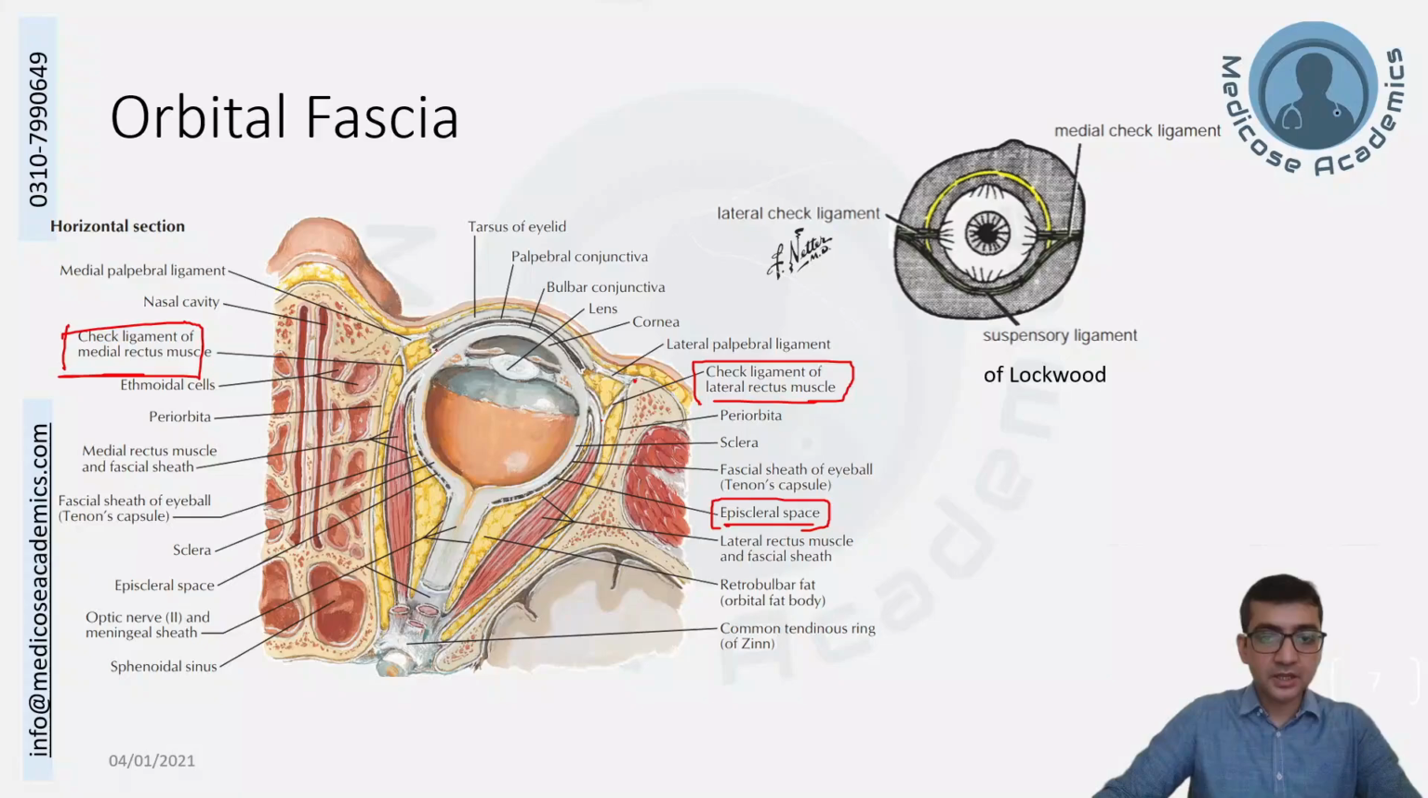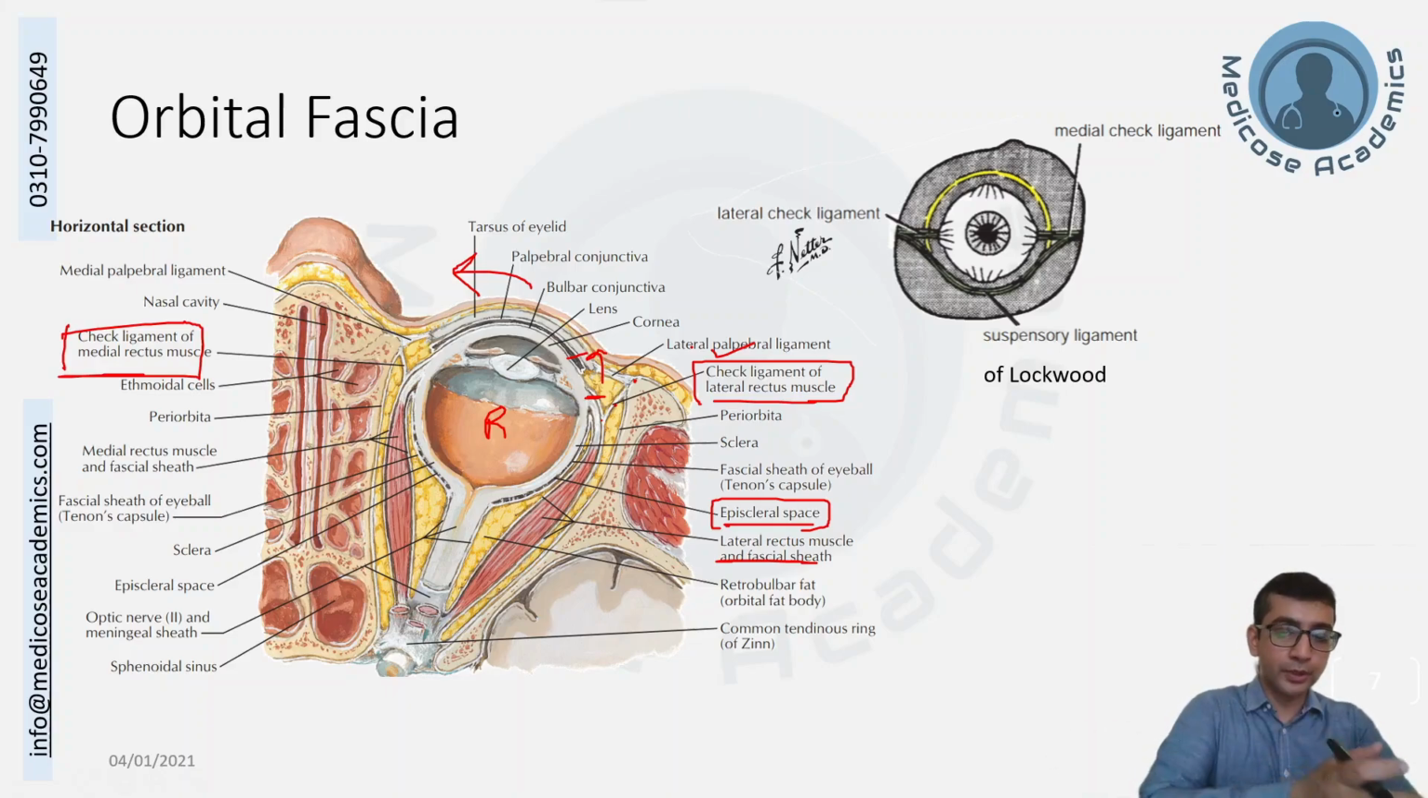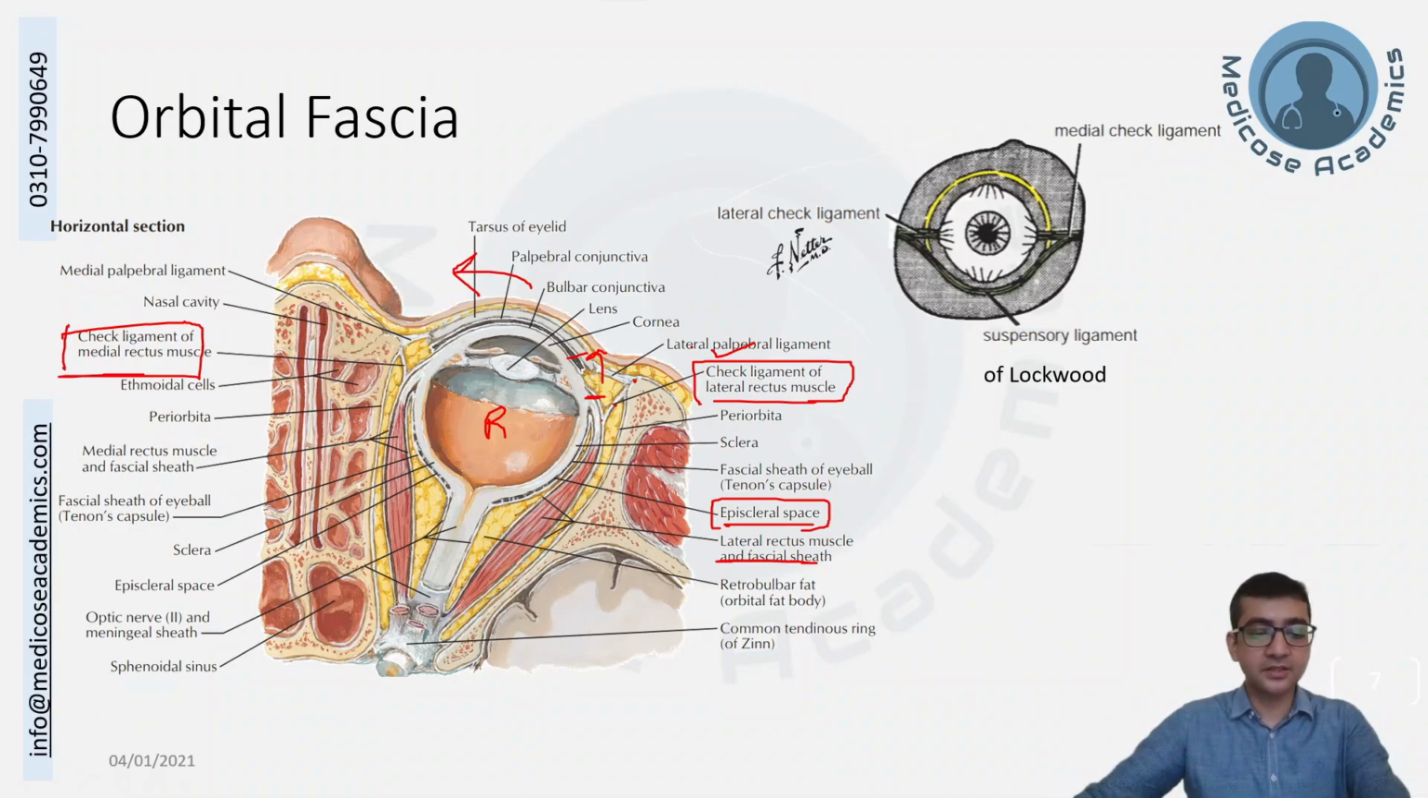Why are they called check ligaments? Because you can see, this is the right eye, if this person tries to look left, the eye will move, and this lateral rectus muscle will stretch. This point will come here, and this ligament will get taut. It will prevent the eye from going too far medially, too far to the left side. So it has checked its movements. And the same will be true for the check ligament on the opposite side.